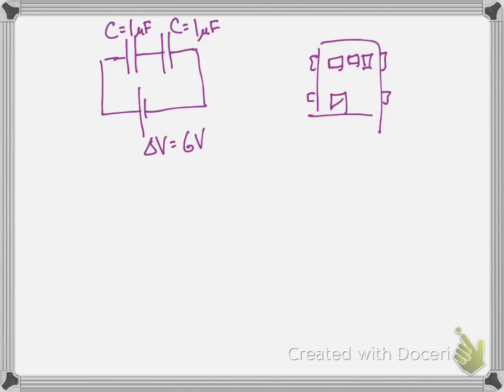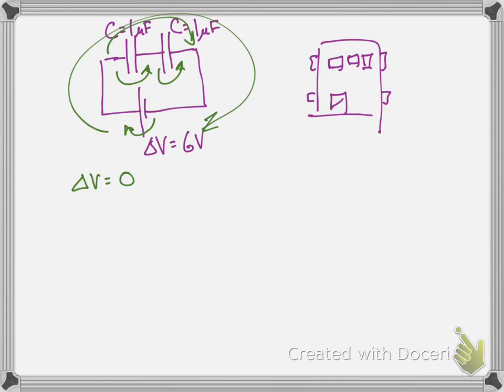Well, first of all, you can use Kirchhoff's loop rule, and you know that if you go around a loop, delta V must equal 0. That just means that if you gain 6 volts here, you must lose 6 volts here. They're the same, so it's pretty clear that this one's going to be 3 volts and that one's going to be 3 volts. That's easy. We don't have to do any math. 3 volts each.